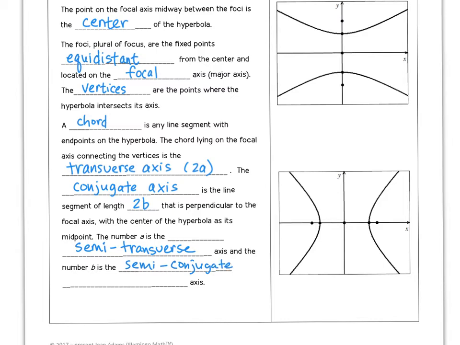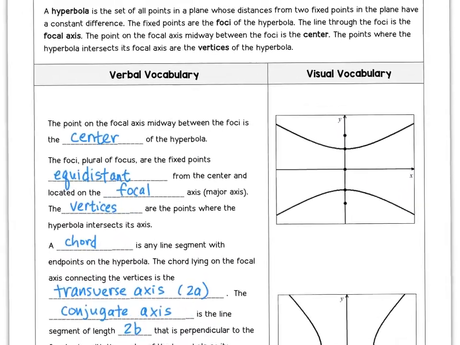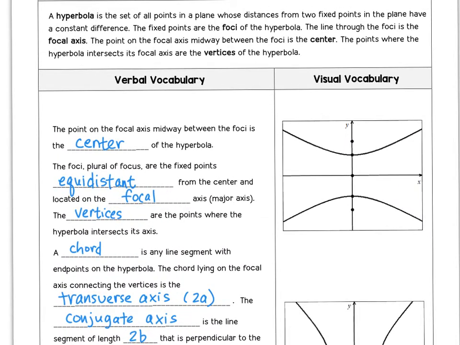Okay, so looking at the pictures, I know all these words, a lot of times some of these are new. It's difficult to understand the wording. The focus would be like that point here. This is a focus. Same thing for this little piece right there. This is the center. The vertex would be that point right there, and right there.